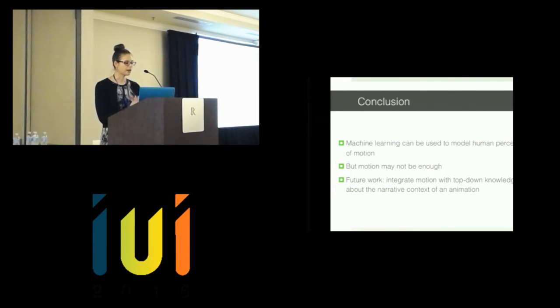So concluding, what we got from these results is that machine learning can be used to model human perception of motion, but motion does not seem to be able to fully disambiguate one action from another, or at least our models could not demonstrate that. So what we need to consider is that we might need to establish a narrative for an animation in parallel with interpreting the shape's movement. So as future work, we're considering how to integrate top-down knowledge about the narrative context of an animation into the action recognition task.